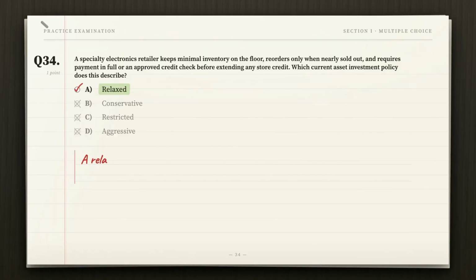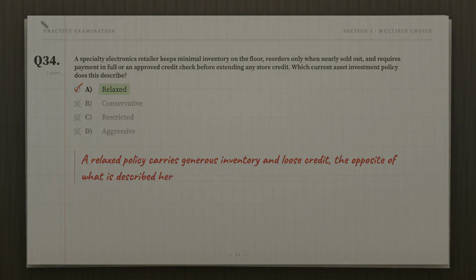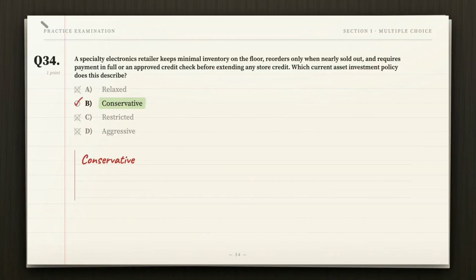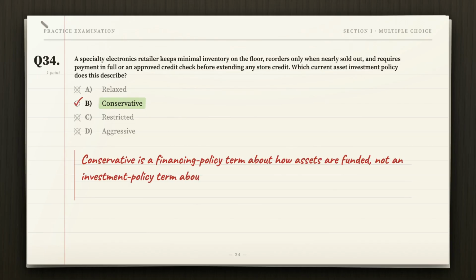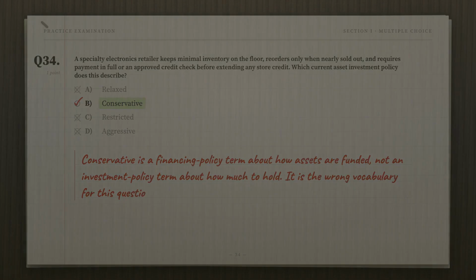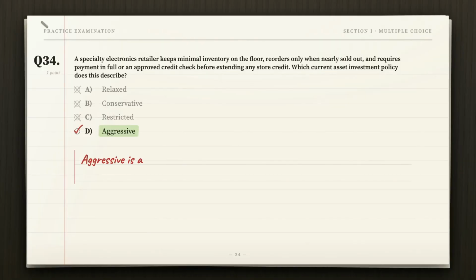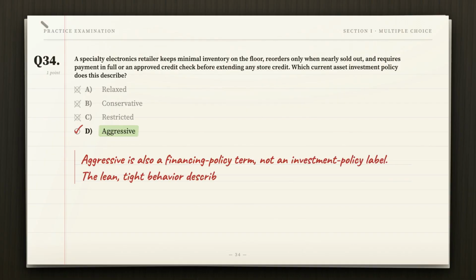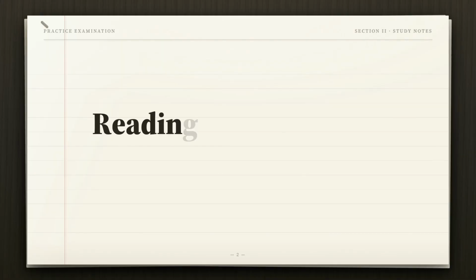A is wrong because a relaxed policy carries generous inventory and loose credit, the opposite of what is described here. B is wrong because conservative is a financing policy term about how assets are funded, not an investment policy term about how much to hold. It is the wrong vocabulary for this question. D is wrong because aggressive is also a financing policy term, not an investment policy label. The lean type behavior described is a restricted investment policy.